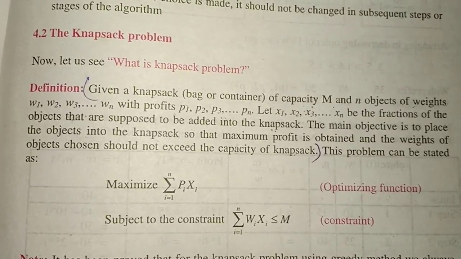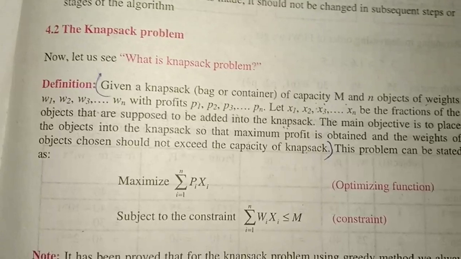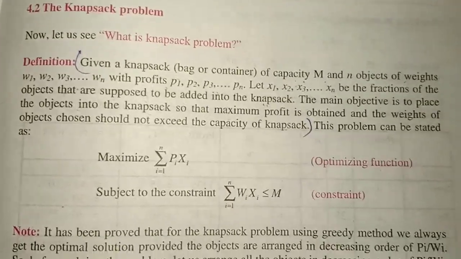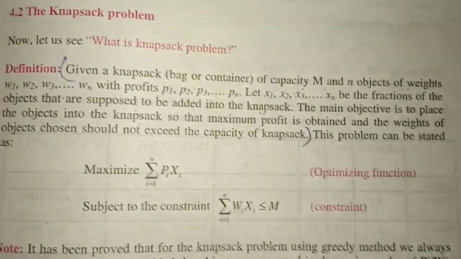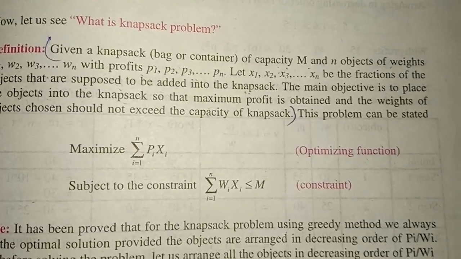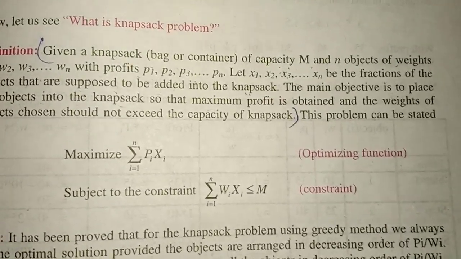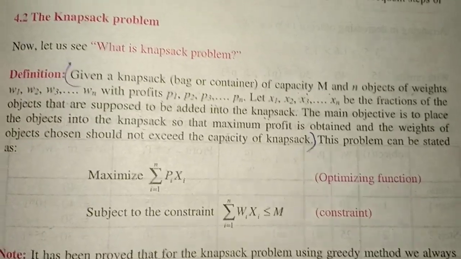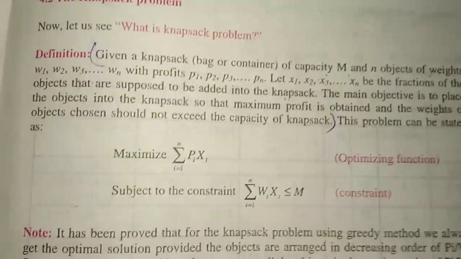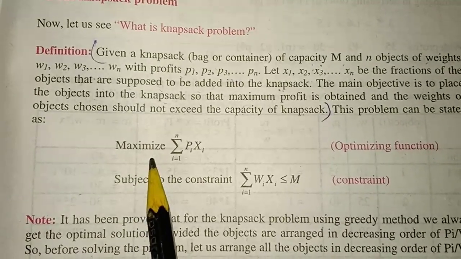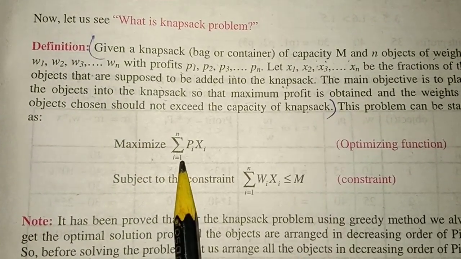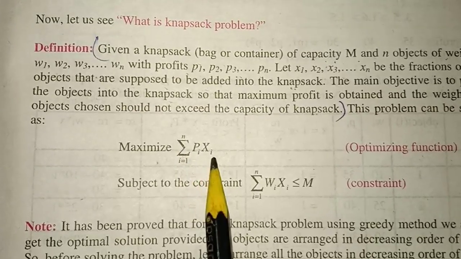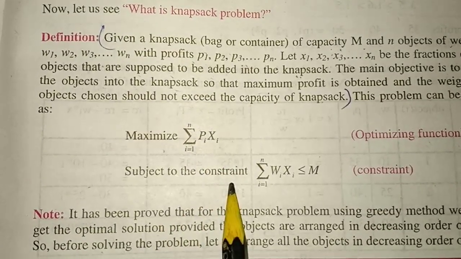So for example, you have to choose which boxes should be chosen to maximize the amount of money while still keeping the overall weight within 15 kg. So that is one example. Here this is the optimizing function, that is maximize summation of i equal to 1 to n of pi xi, and these are the constraints.